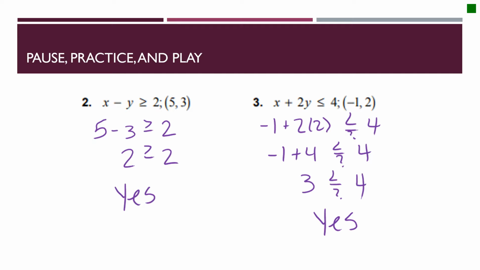Okay, hopefully this is what you got here. You should have 5 minus 3 greater than or equal to 2. 5 minus 3 is 2. 2 greater than or equal to 2 is yes. Here you would have negative 1 plus 2 times 2. I'm doing this kind of fast because you should have already done it.